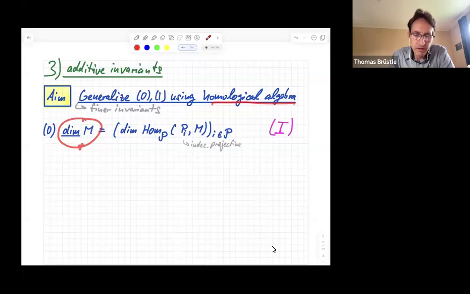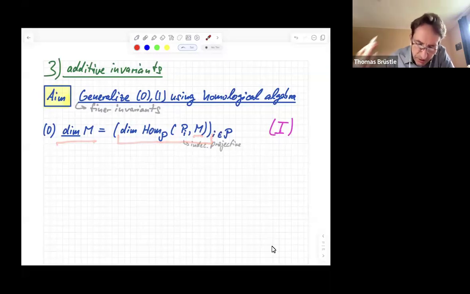the dimension at vertex I of a module M can be described as the dimension of the space of homomorphisms from the indecomposable projective Pi into M. So M at I is isomorphic to Hom(Pi, M). So instead of storing the dimension vector, I could store the vector of dimensions of the homomorphism spaces from the indecomposable projectives to my given module M.